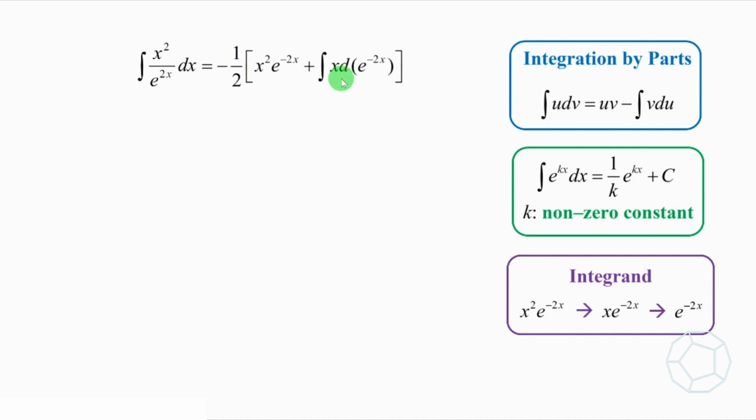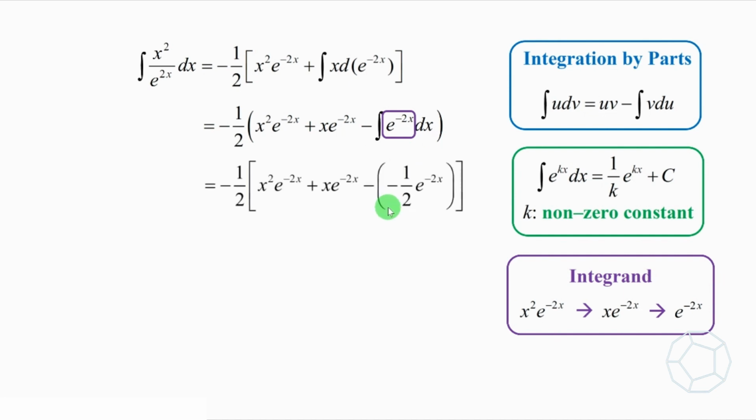Here, u is equal to x, and v is equal to e to the power of negative 2x. Thus, the first term is the product x times e to the power of negative 2x, and the second term is integrate e to the power of negative 2x dx. See, the integrand has no more x term as expected. This integral can be evaluated easily, which is negative 1 over 2 times e to the power of negative 2x. Don't miss the constant c at the back.